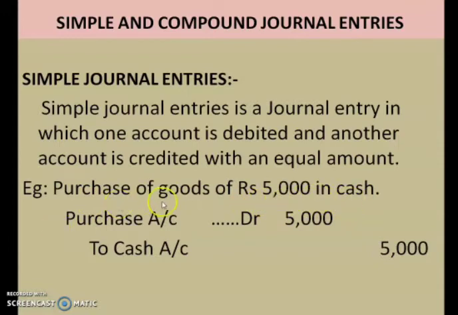Whenever we make a purchase of goods, we have to debit the purchase account. So purchase account is debited here with 5,000, and when we purchase goods, what is going out of the business? It's cash. So cash is decreasing, and as it decreases, you have to credit cash account 5,000. Here you can see that only one debit item and only one credit item is there. Such an entry is known as a simple journal entry.